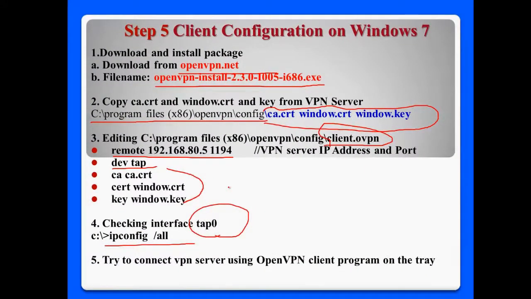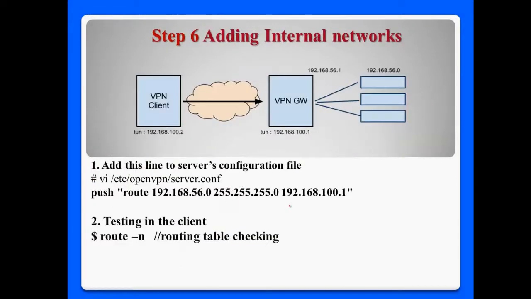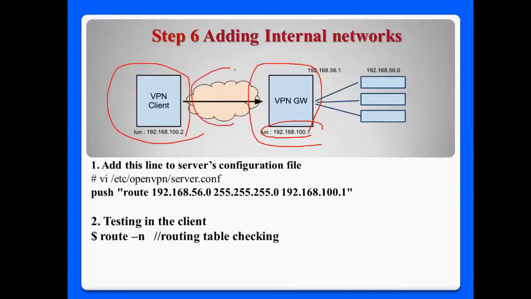Okay, now step 4 and step 5 are successful. So now let's go to step 6. Step 6, adding internal networks. For example, here there is a VPN gateway with IP address 192.168.1.101, and this one is the VPN client. It's especially a remote VPN client across the internet. And this one has IP address 192.168.1.102. But behind the gateway there is one more subnet address.